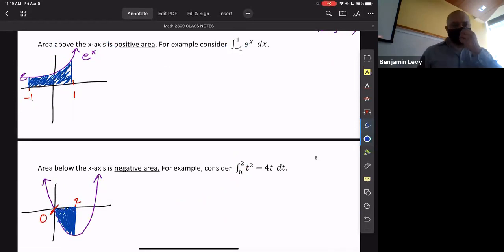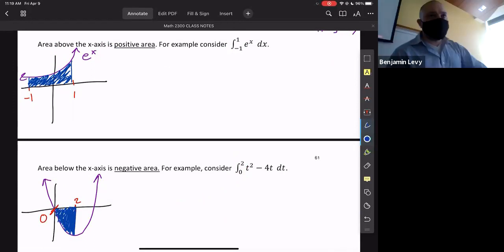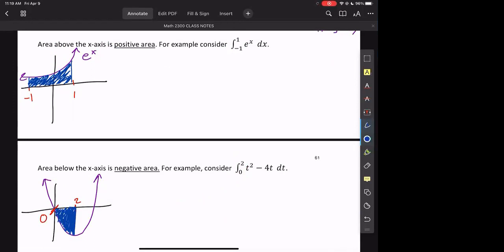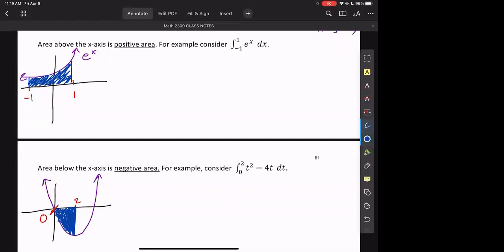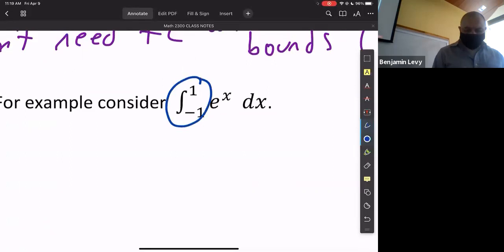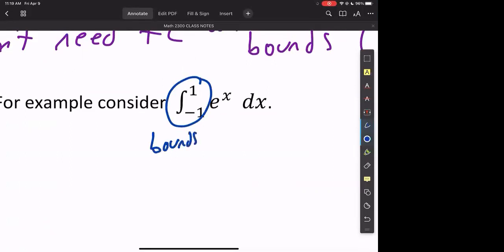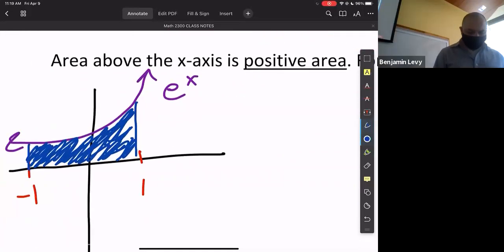Other thoughts about that? Those are good things. Why the area? I'm not sure exactly what you mean, but these numbers tell you the bounds that we're using. So minus 1 to 1, for example. That's why the graph over here is going from minus 1 to 1.